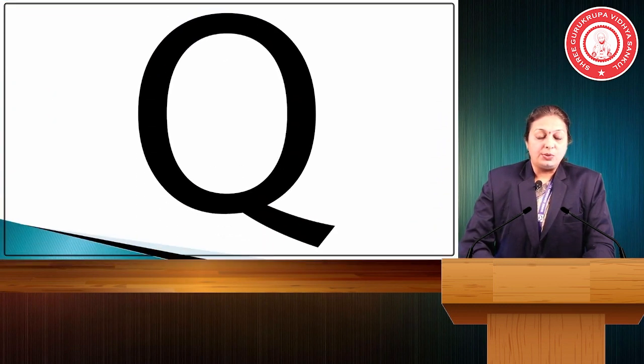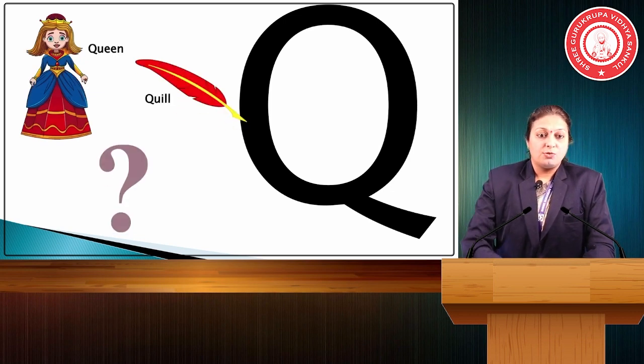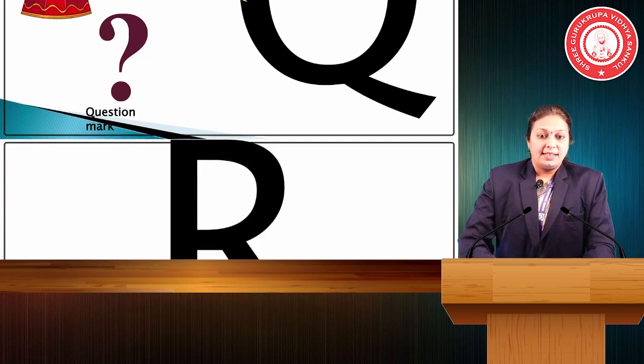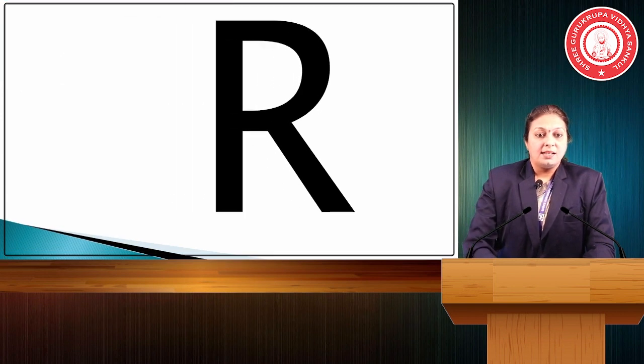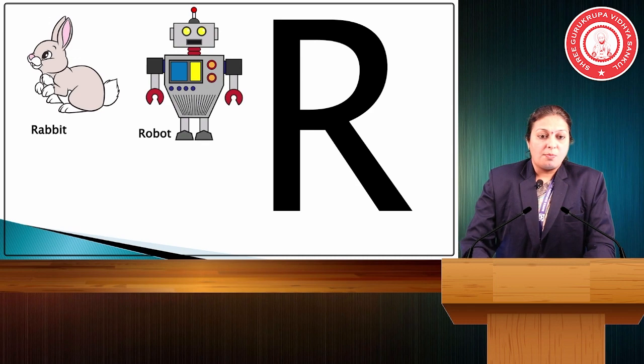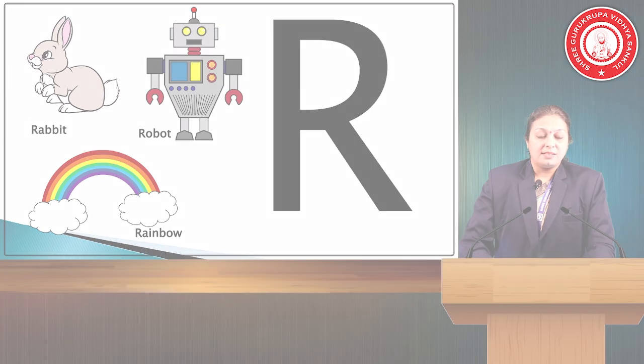Letter Q. Q for queen, Q for question mark. V, V, V. Letter R. R for rabbit, R for robot, R for rainbow. R, R, R.